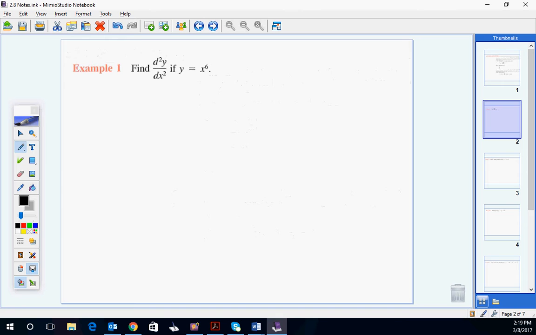All right. So this means I want to find the double derivative of x to the 6th. Give you an easy one to start. Y prime is 6x to the 5th. Right? Y double prime, 30x to the 4th. You found your first second derivative. You just do it again. That's all second derivative means.